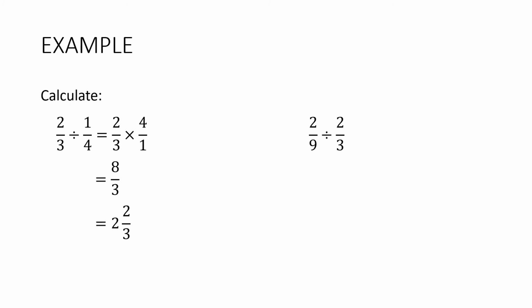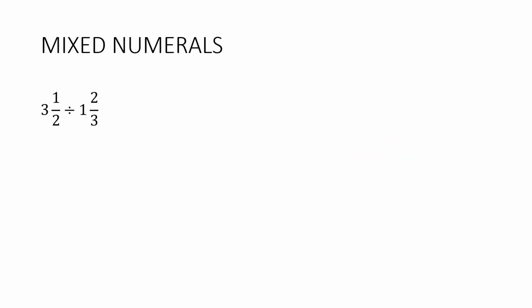Here's another question. 2/9 divided by 2/3. Keep the first fraction, change the sign, flip the second fraction. 2/9 times 3/2. Look at what we can cancel there. The 3 goes into the 9 3 times. But we can also cancel these 2's. 2 into 2 goes once, and 2 into 2 goes once. Right, let's do 1 times 1 is 1, and then 3 times 1 is 3. There's our answer.